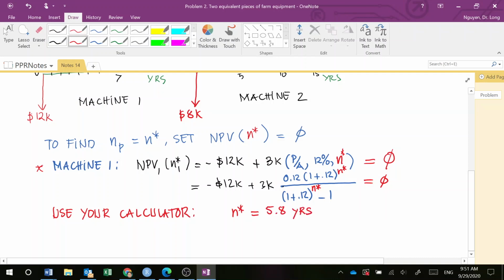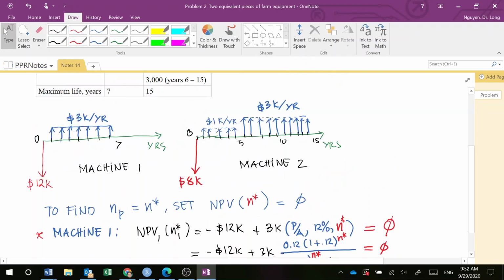Let's write down the years, and that is actually the N star that we are looking at, the net present value NPV of alternative one. So from that, what does 7.8 years mean? It means that for machine one, to return the initial investment of 12,000 with the stated return of 12%, we need 7.8 years.